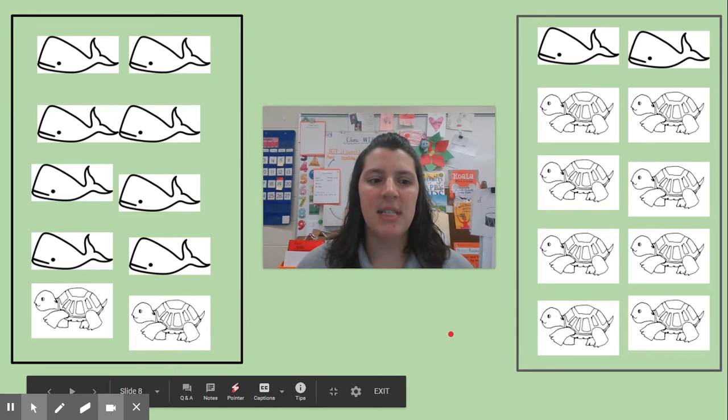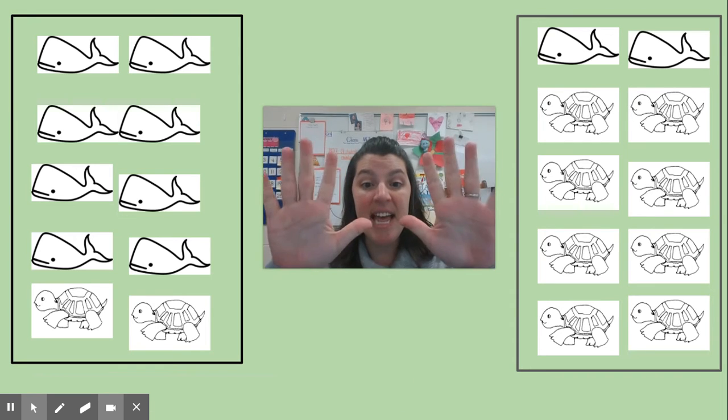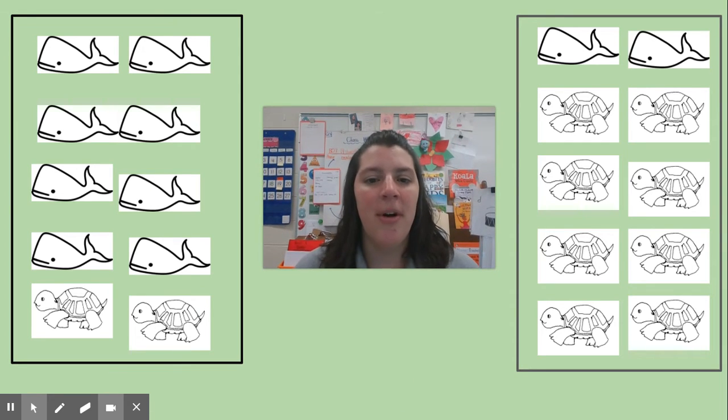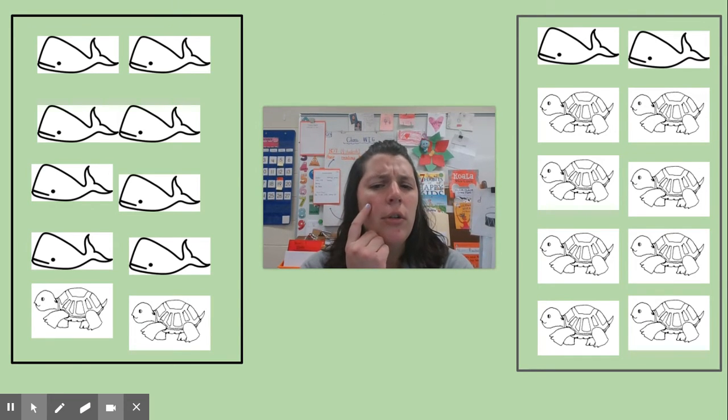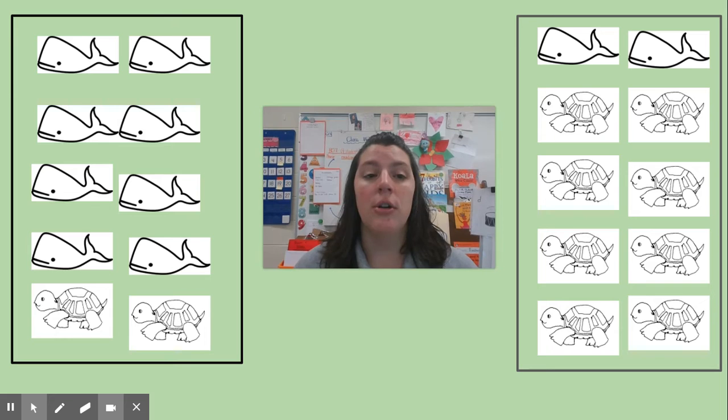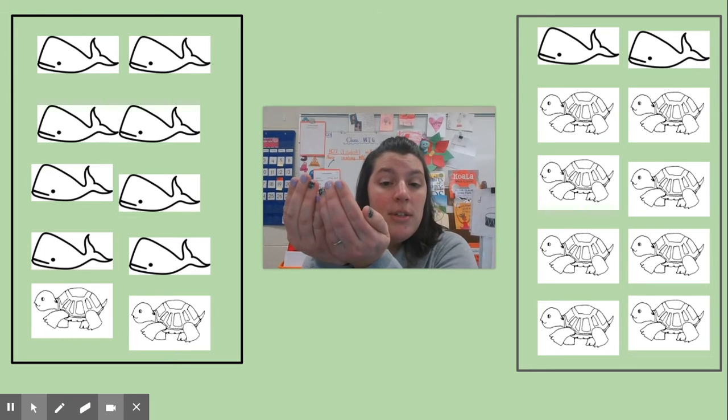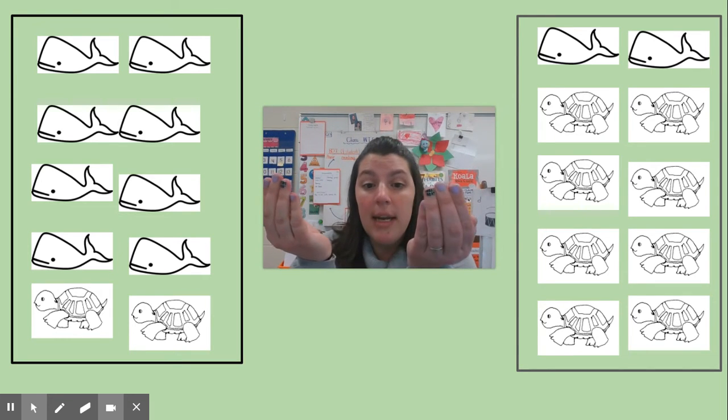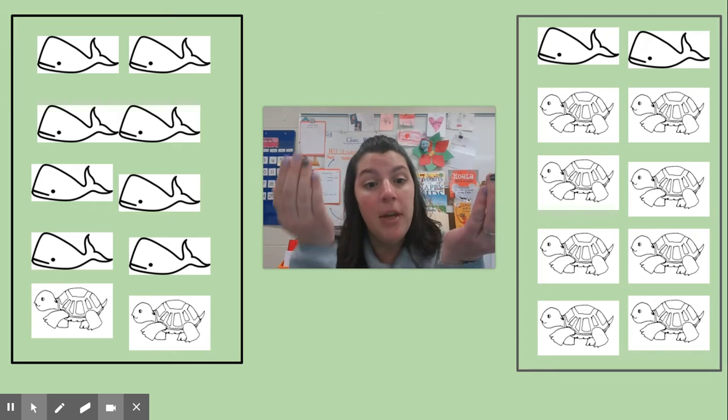So some people said these groups are the same because they both have 10. The total number of animals in the groups is the same. There are 10. But are the groups the same? Some of you said you need to count the whales and then the turtles. So we're going to take this group of animals, the total number of animals, and we're going to break it into two groups, the whale group and the turtle group.